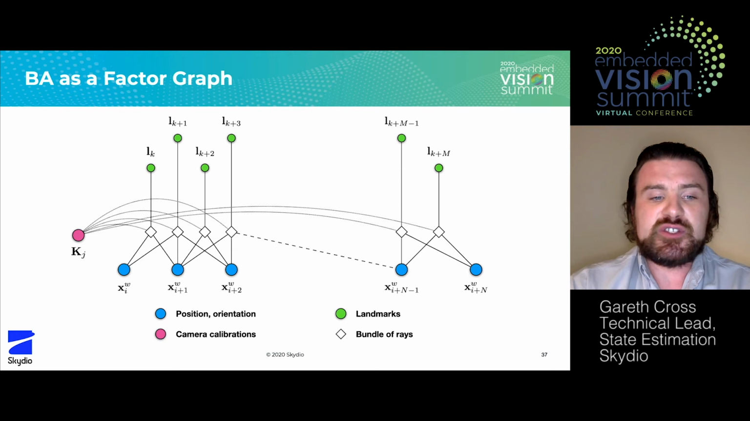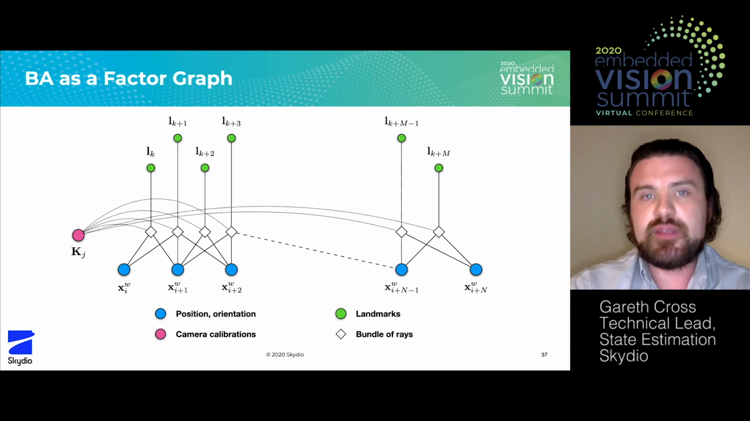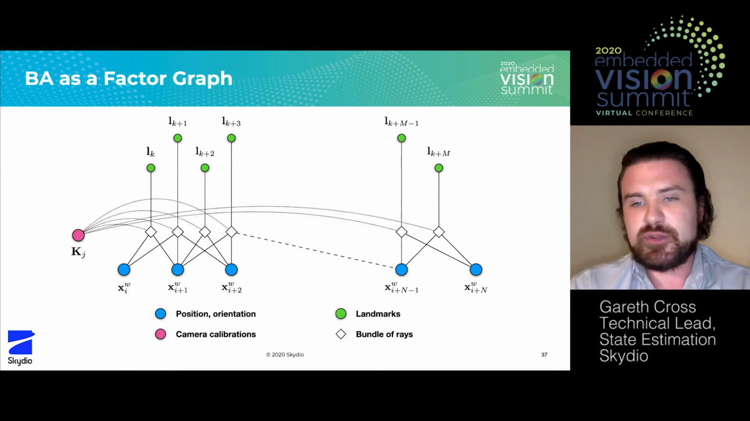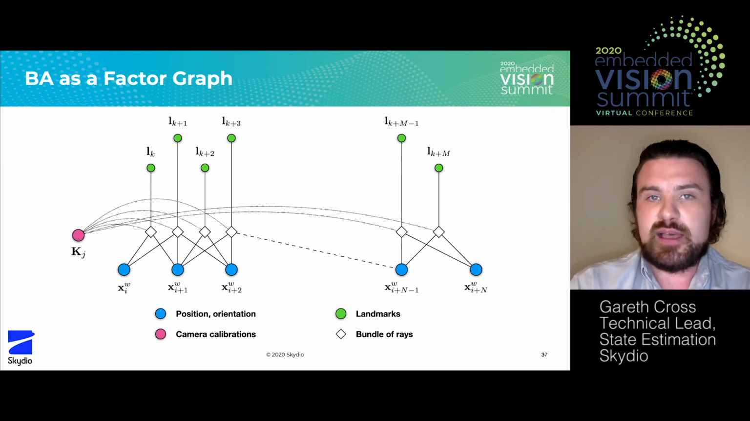So the camera calibrations are things like the lens parameters. What is the lens geometry? What is the focal length? Where is the optical center of the image? Things like that. And these you have to consider because they vary with temperature, they vary from camera to camera, and so typically you would optimize them online as your system runs.